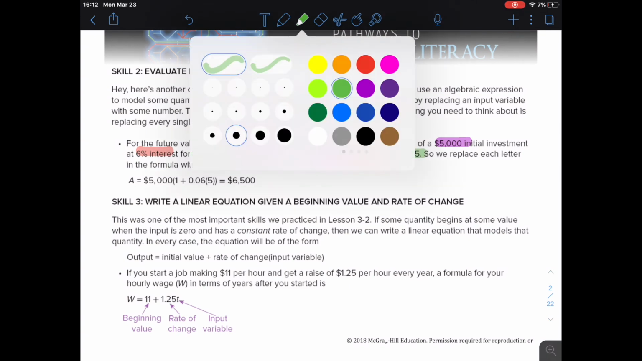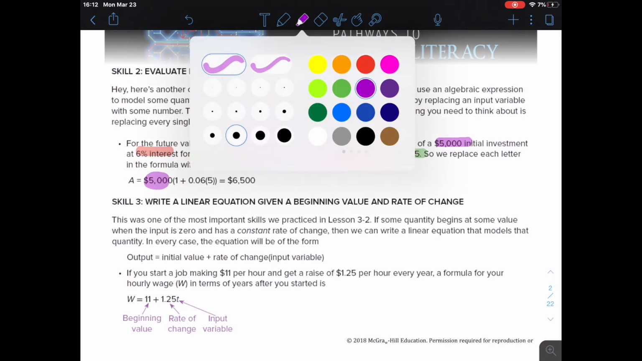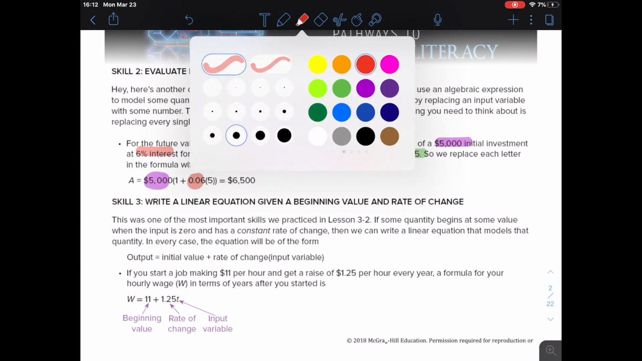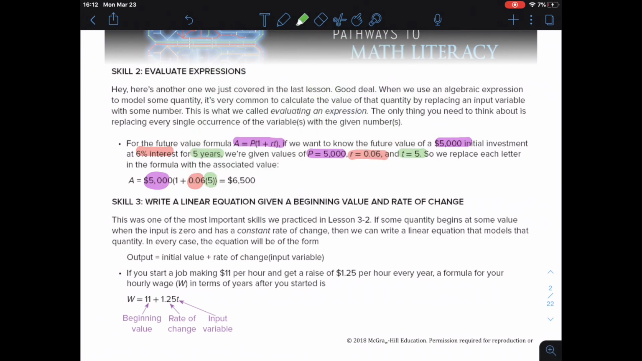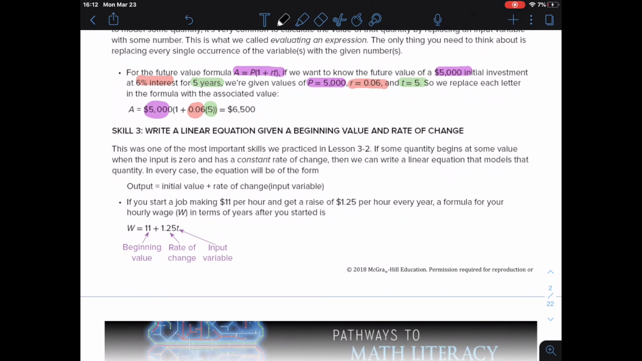So in the formula, you replace each of those components. The P is 5,000, the 1 stays alone, R is 0.06, and then the time is 5. If you actually compute that, you'll see that in 5 years' time, you'll have $6,500 in your account. Okay. The last thing we want to remember how to do is we worked with these linear equations.